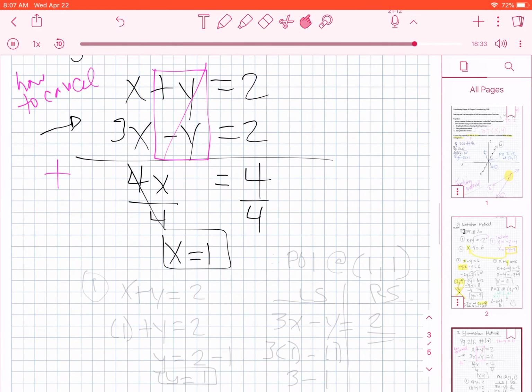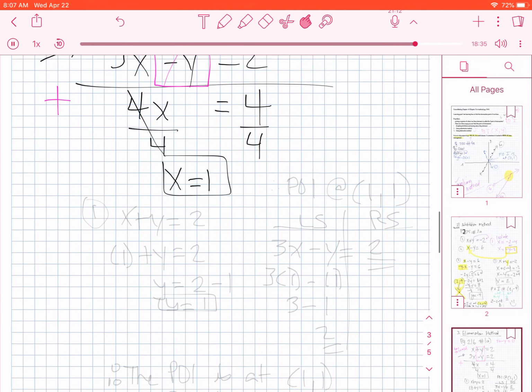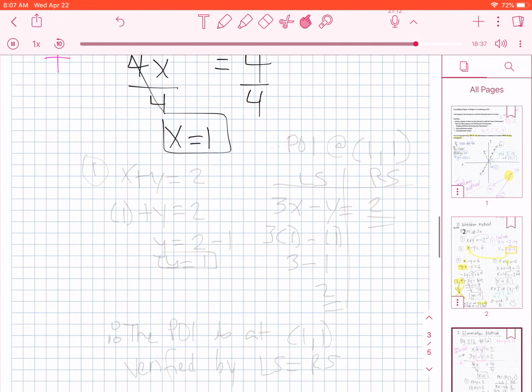Now, I'm going to take that positive 1, x equals 1, and I'm going to sub it in to my original equation 1. Okay, so I have x plus y is equal to 2. So instead of x, I'm going to replace it with 1 plus y is equal to 2. y is equal to 2 minus 1, y is equal to 1. Okay, so I possibly have a POI at 1, 1.